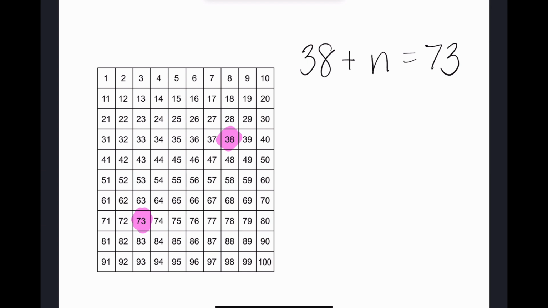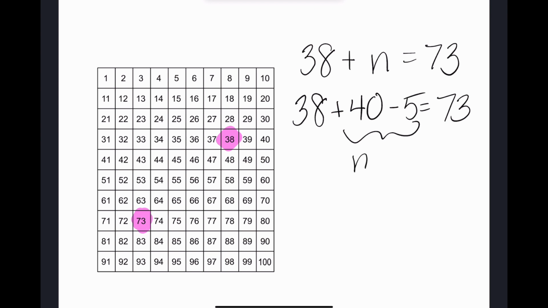And here I can see some kids deciding, well, I'm going to add 50. And then I have to move 5. So am I adding 5 or am I subtracting 5 in this case? Well, because I'm going to the left down to 73, I'm subtracting 5. So I could see this as 38 plus 40 minus 5. So again, that number is 35.